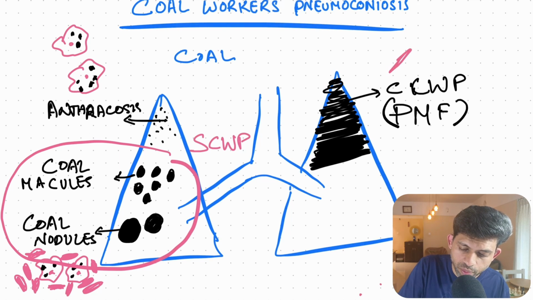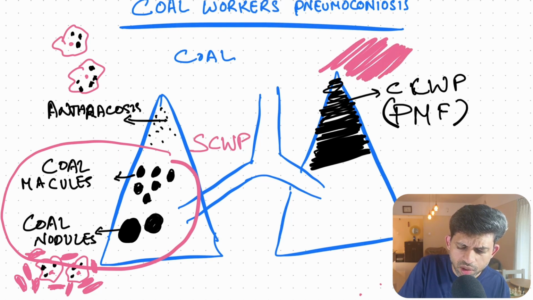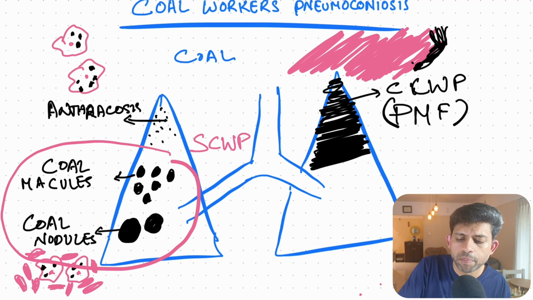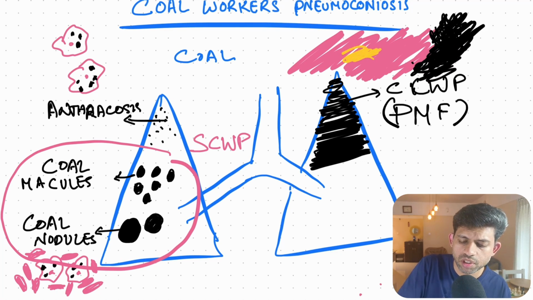And under the microscope we can see large areas of dense collagen and pigments, carbon pigments. And there may be areas of central necrosis.